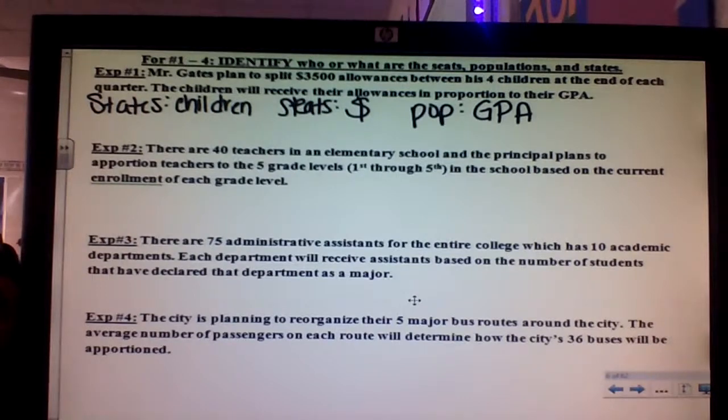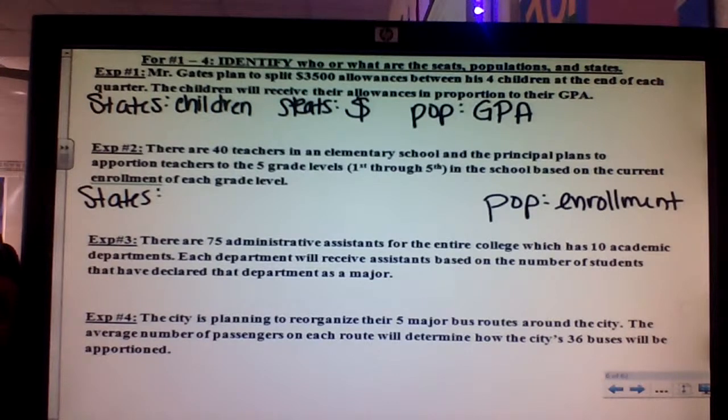There are 40 teachers in an elementary school, and the principal plans to apportion teachers to the 5 grade levels, 1 through 5, in the school based on the current enrollment of each grade level. Okay, so we figure out population is enrollment. And then the teachers. Teachers are our seats. Yeah, that's it. The classes. The grade level.